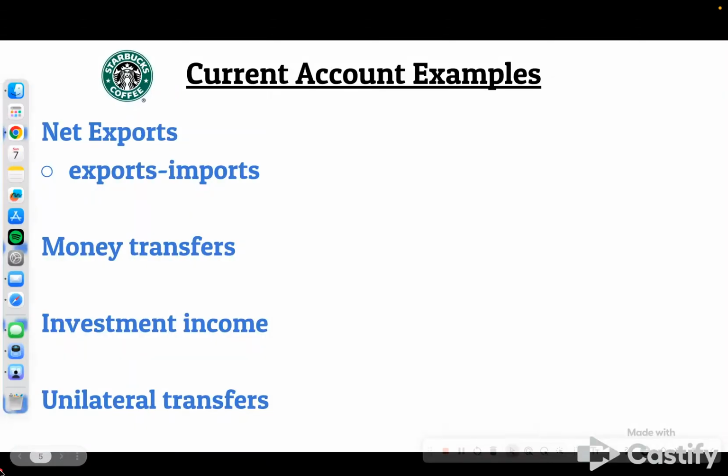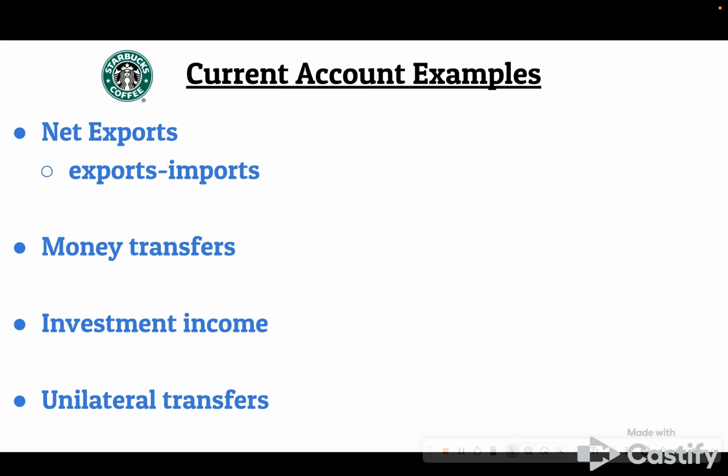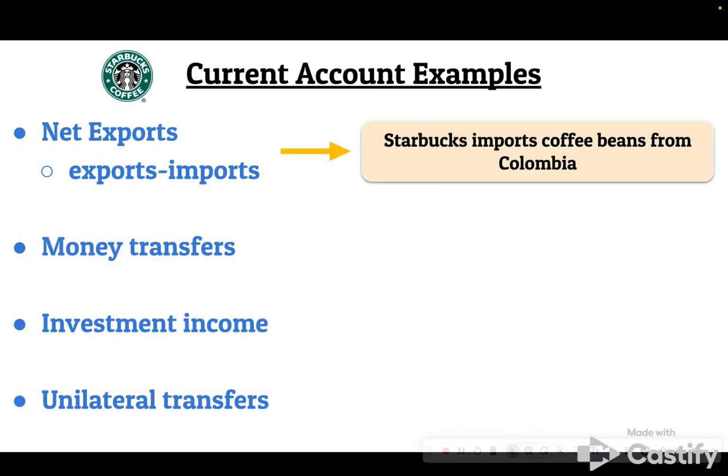So let me use the example of Starbucks as a company, and then we can come up with a few examples that are custom to that company. So, an example of net exports for Starbucks would be, for example, if they imported coffee beans from Colombia. That's going to be a debit for the United States, and it's going to put our current account into a deficit because the money is leaving the US and goods are coming in.